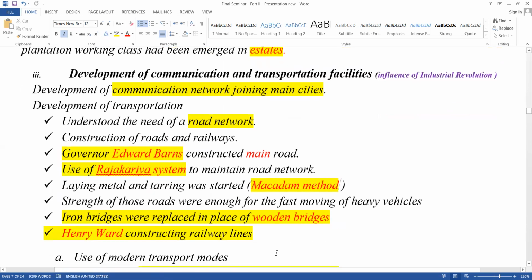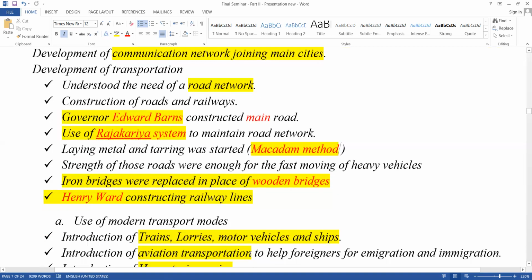Okay, and then Henry Ward constructed railway lines. You can write that in 1857 he started constructing the Colombo-Kandy Railway. In 1863 the first train service ran from Colombo to Kandy. After that, the railroads were extended to Nawalapitiya, then up to Badulla. Like that, you can explain. Even use of modern transport modes.